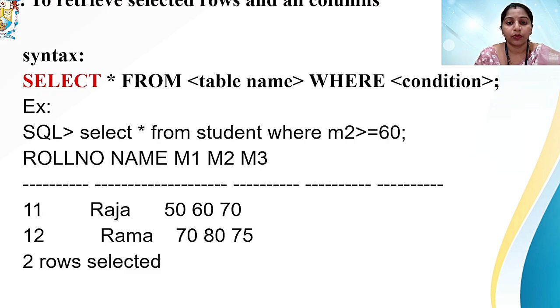Here we use the where clause to give the condition, that is, according to the given condition, the values will be retrieved from the column of the table. So we'll see the syntax: select star from table name where condition. For example, select star from student where marks 2 is greater than or equal to 60. The values having marks greater than or equal to 60 will be retrieved.